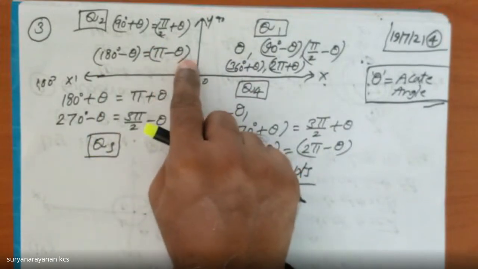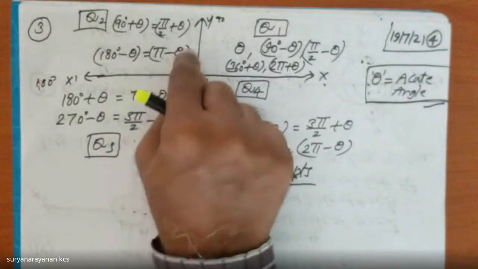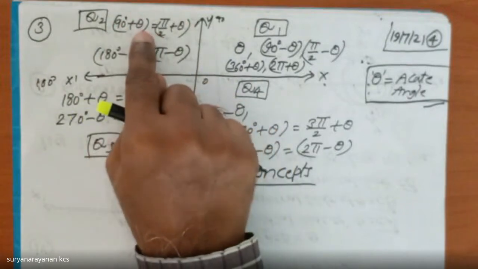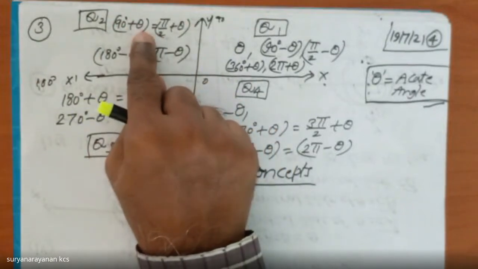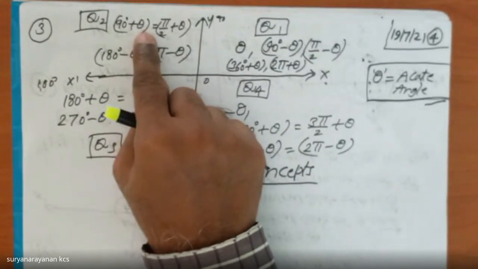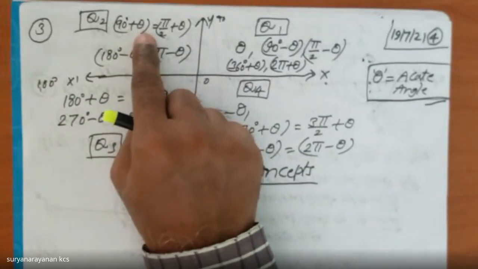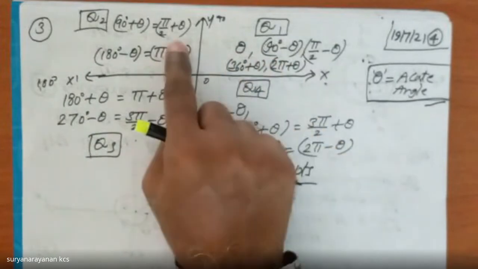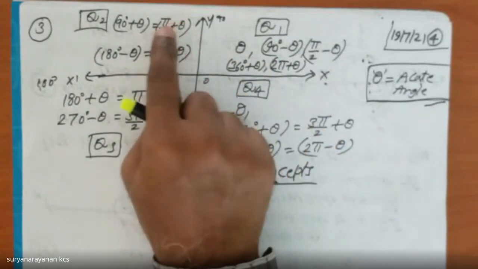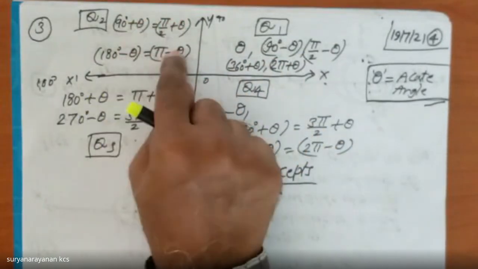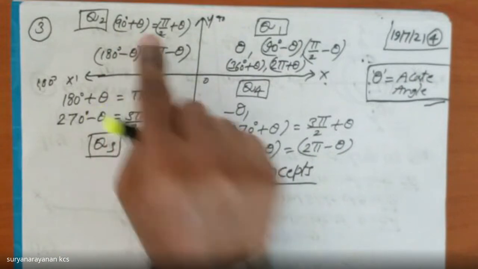Similarly, 90 degrees plus theta or pi by 2 plus theta, 180 degrees minus theta or pi minus theta. If any angle is written in this form, and theta is always an acute angle, please remember this point. In all these cases, theta is an acute angle. So if any angle is written in this form, the angle lies in the second quadrant.